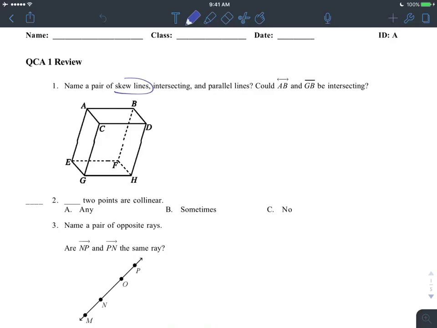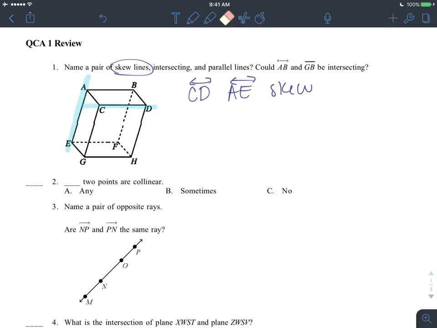So first, skew. Skew means not parallel but not intersecting. For example, we could say CD and AE would be skew lines. And then it says intersecting lines, so just two lines that are going to intersect each other. Let's just use CD again. So CD intersects with DH. So CD and DH.